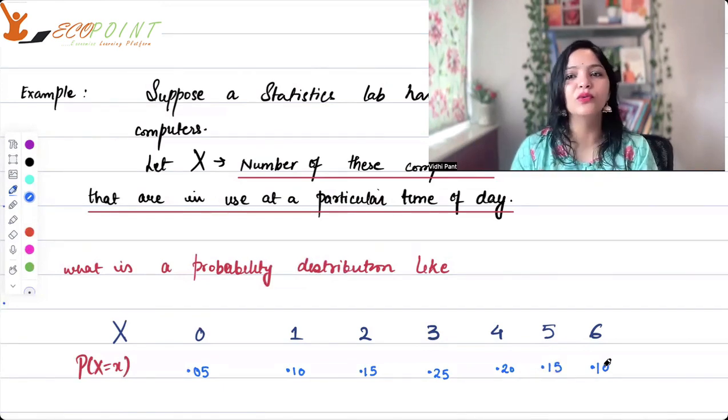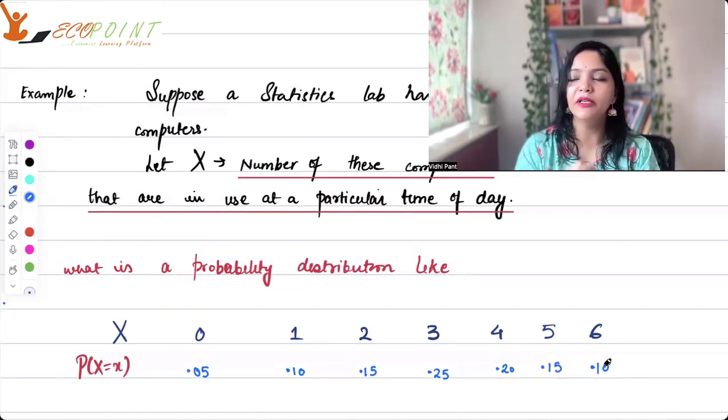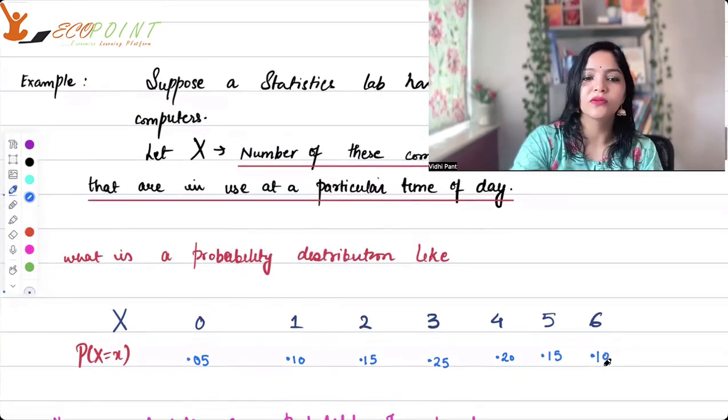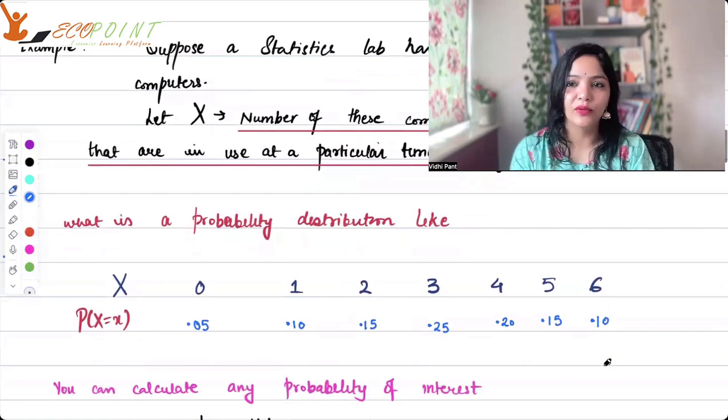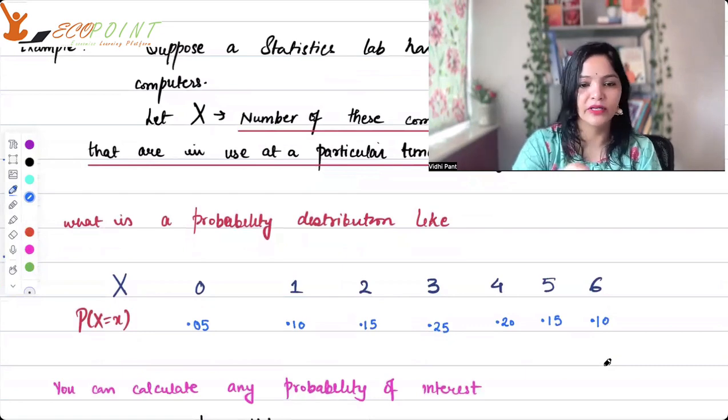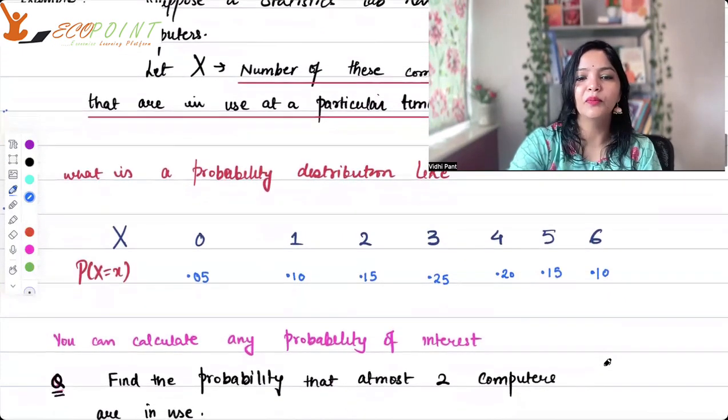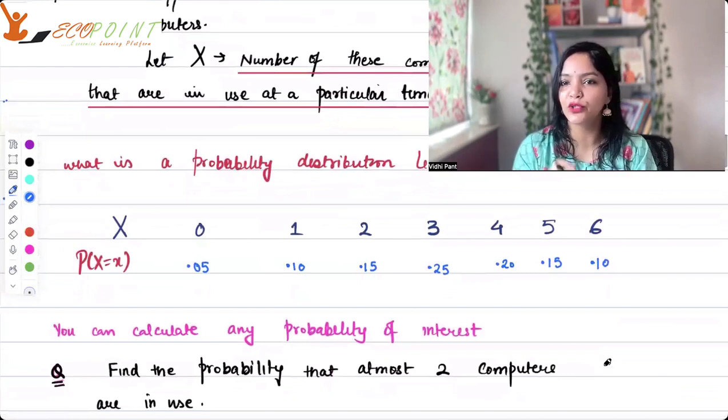Now, what is the use of this distribution table? The probability distribution table actually lets you calculate any probability of concern. So suppose we want to calculate certain probabilities. For example, let's take a question. Find the probability that at most 2 computers are in use at this particular moment.